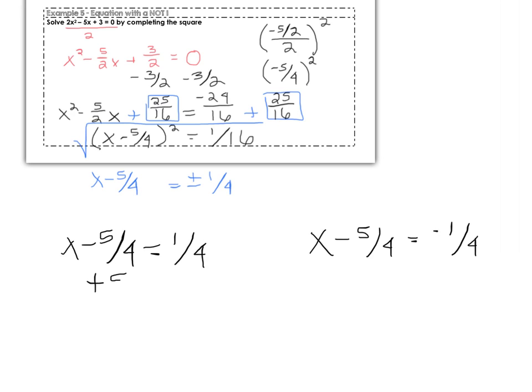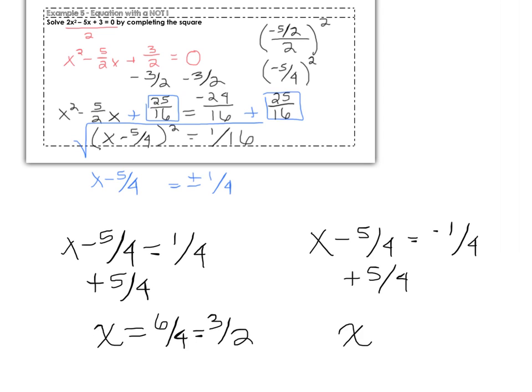For both of them, I'm going to add 5 fourths. So over here, we get x is equal to 6 fourths, which simplifies to 3 halves. Over here, when we add 5 fourths, we get negative 1 fourth plus 5 fourths is 4 fourths, or simply 1.